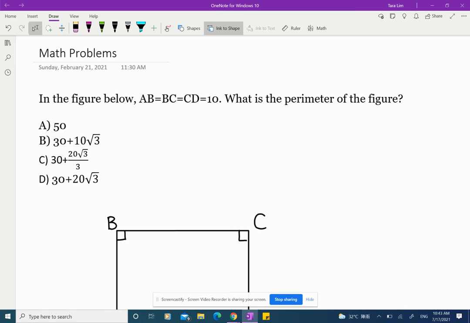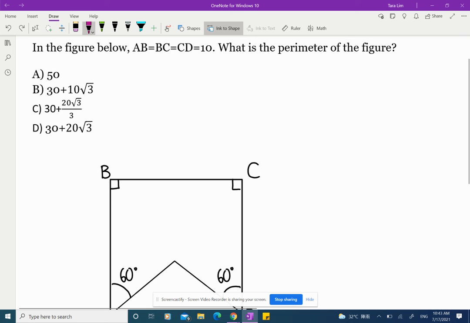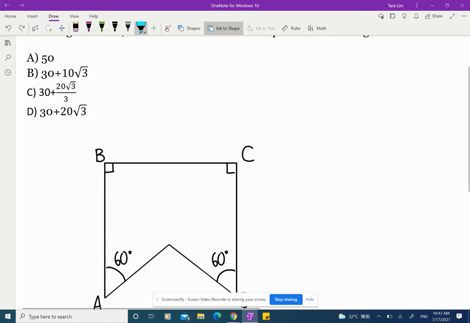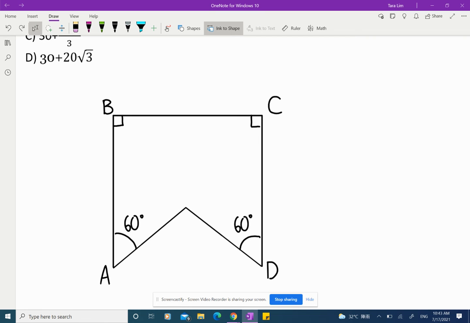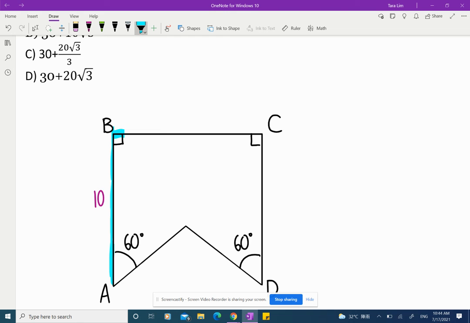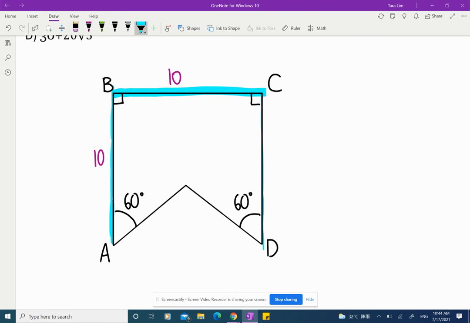In the figure below, AB is equal to BC is equal to CD is equal to 10. What is the perimeter of the figure? So first of all, we know that we're trying to calculate the perimeter, and we know that AB and BC and CD are all equal. So that means that this length here is 10, as well as this length here is also 10, and the length here is also 10.